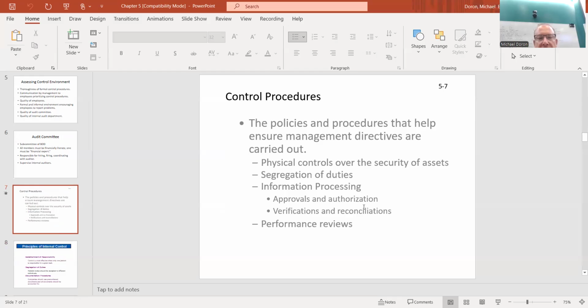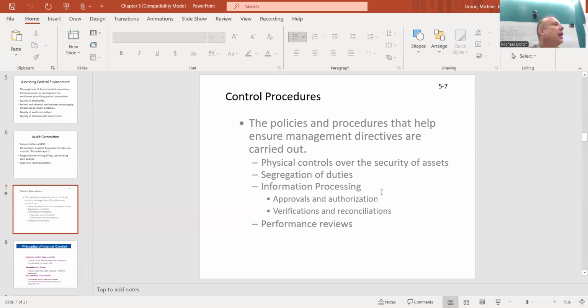Okay, now let's get into some details. What should controls look like? Control procedures are the policies and procedures that help ensure that management directives are carried out. You can put them in a few basic categories. Physical controls over the security of assets, so things like barcodes on the inventory, or having them in a secure warehouse with security guards. Physical control over the assets is an important internal control.